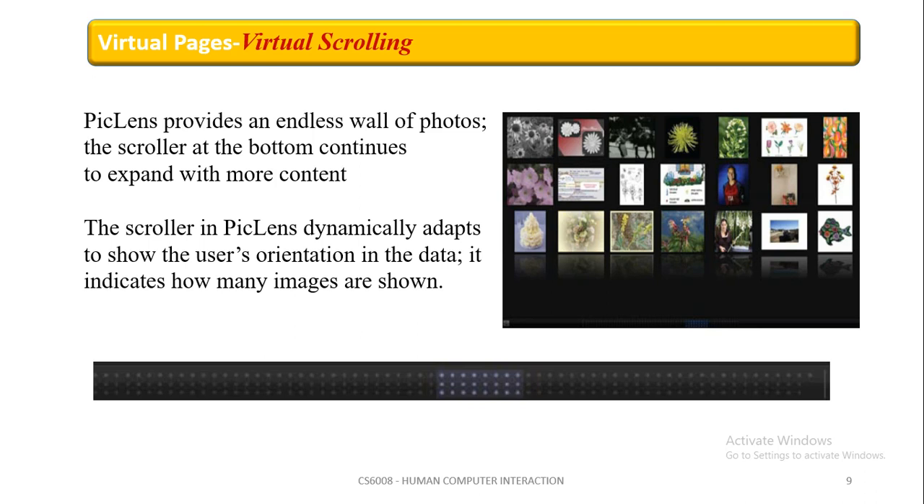The visual scrolling concept is also used in Pick Lens, which is a Firefox add-on that provides an endless wall of photos that the user can scroll through. The scroller at the bottom continues to expand with more content. You can see the scroller here, and the scroller dynamically adapts according to the user orientation in the data, and it shows how many images are shown. This Pick Lens is used to view images from Google Search, Flickr and other resources also.